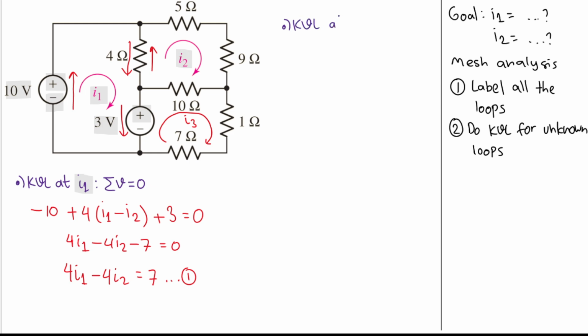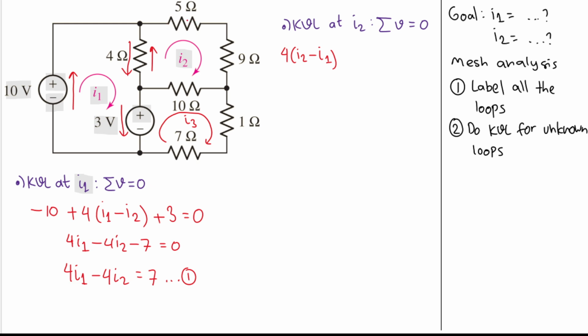KVL at I2. Again, KVL says that the sum of the voltages in a loop will equal 0. Let's start from this 4 ohm resistor here. The current is going up. So we'll have 4. But now we are working on I2, right? So we'll have I2. But here, I1 is flowing in the opposite direction. So I will have minus I1.